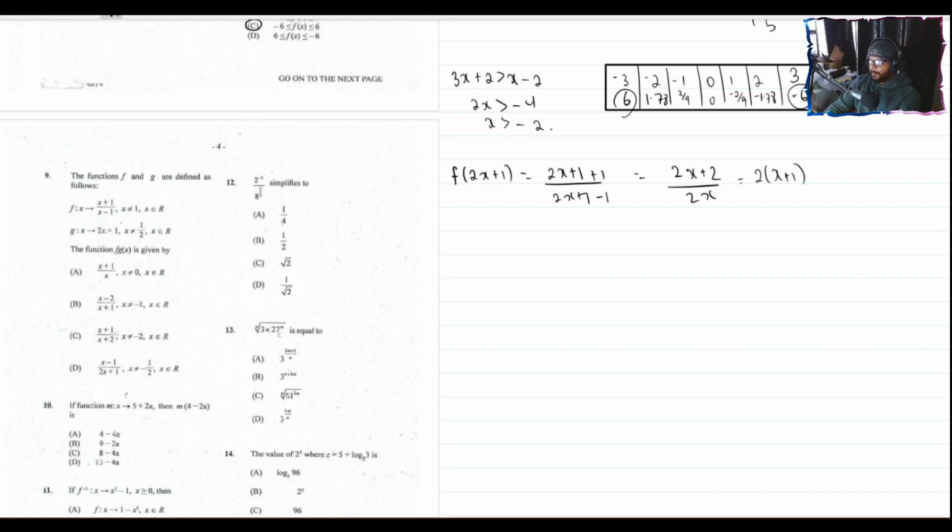Factorize it up. The 2s cancel. I get x plus 1 over x. x plus 1 over x, A is my answer.